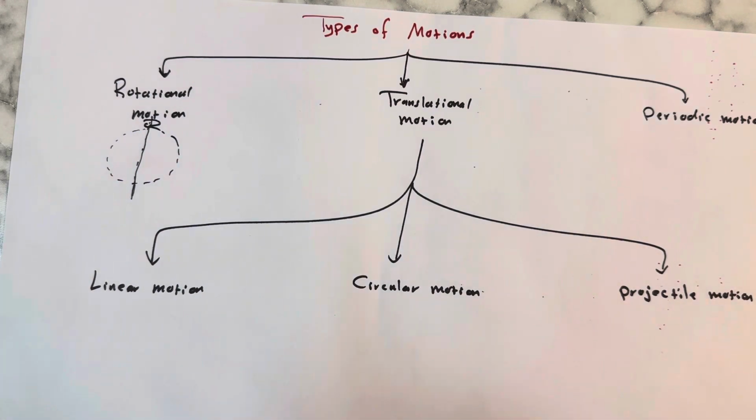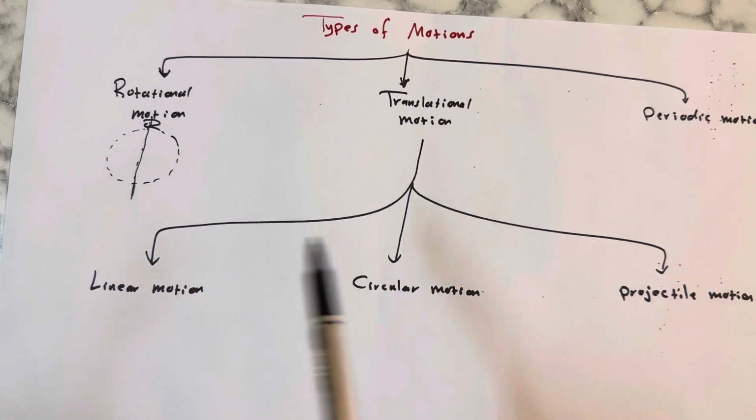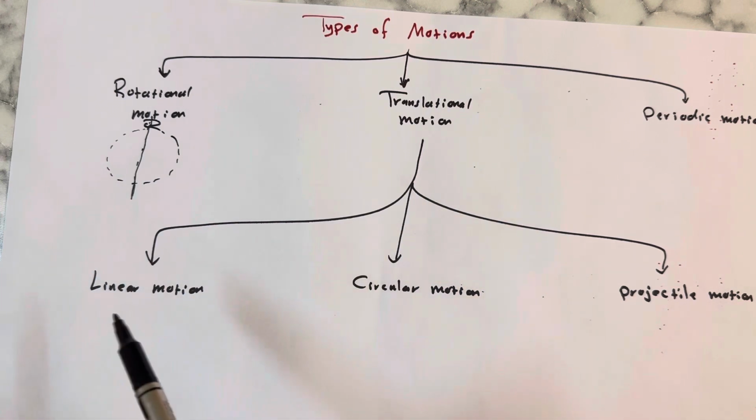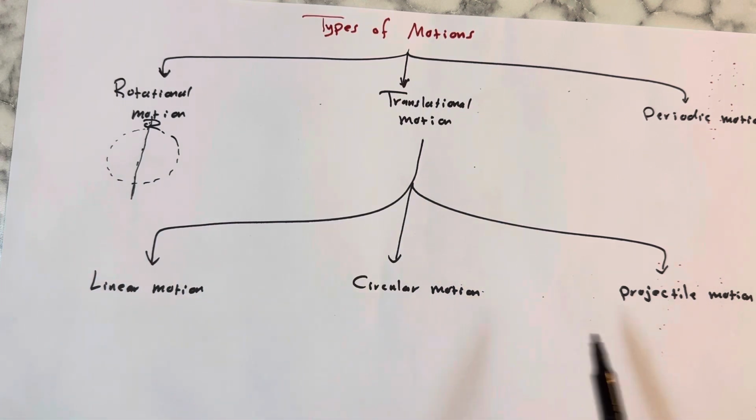And periodic motion is a repeated motion of an object, like a simple pendulum, a spring, a vibrational motion, and a circular motion sometimes. Okay, so translational motion can be classified into three types: linear motion, circular motion, and projectile motion.